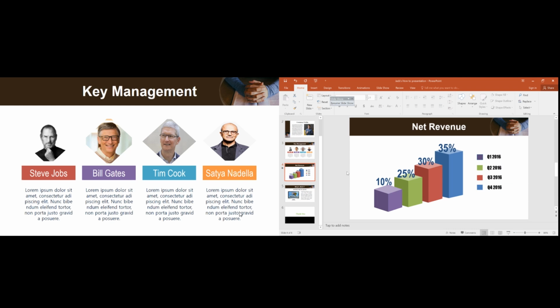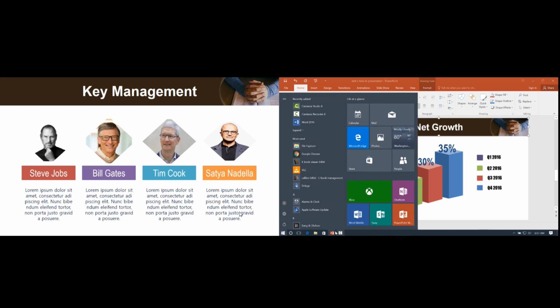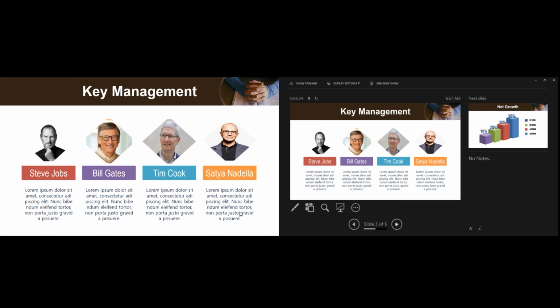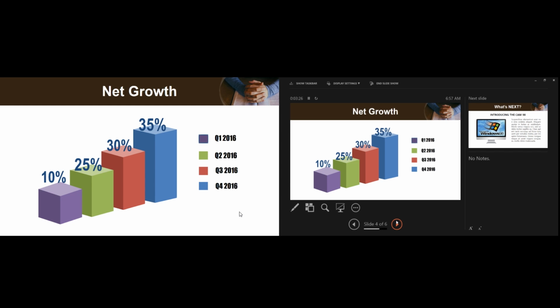Let's say you want to edit something such as net revenue, we put the wrong name. I want to make it net growth. We just type here. And we save it. Going back to presenter view. It shows on the spot. The audience did not see that we made some changes behind the scenes.